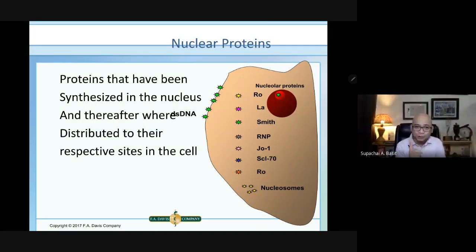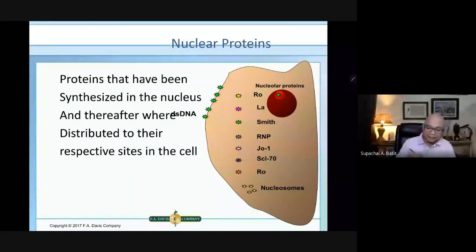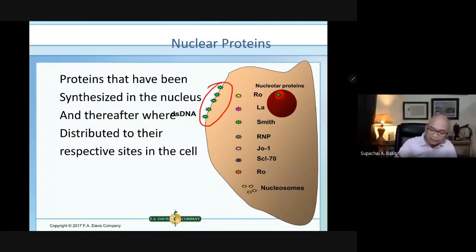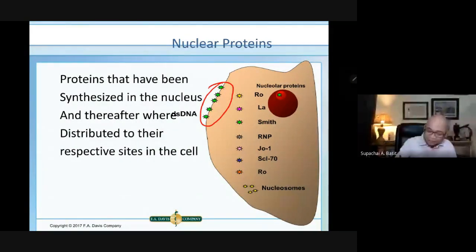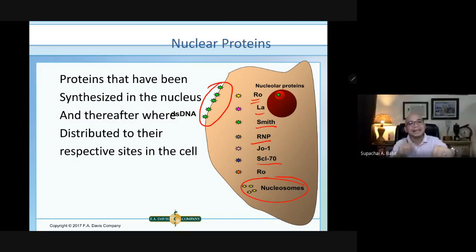Nuclear proteins, by the way, are proteins that have been synthesized in the nucleus and then distributed to their respective sites in the cell. So let's say, for example, if this is the nucleus, this is where you can find double-stranded DNA. This is also where you can find anti-Ro, anti-La, snRNP, RNP, Jo-1, Scl-70, and nucleosomes. So you develop antibodies against different kinds of nuclear proteins.